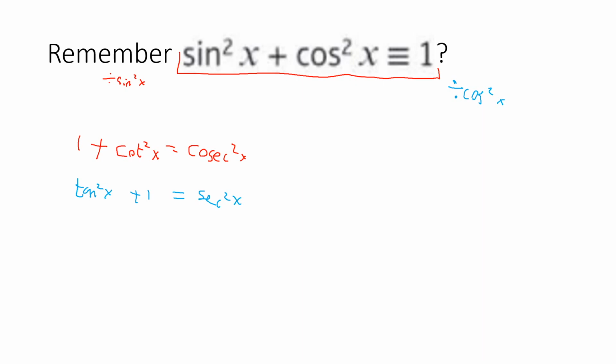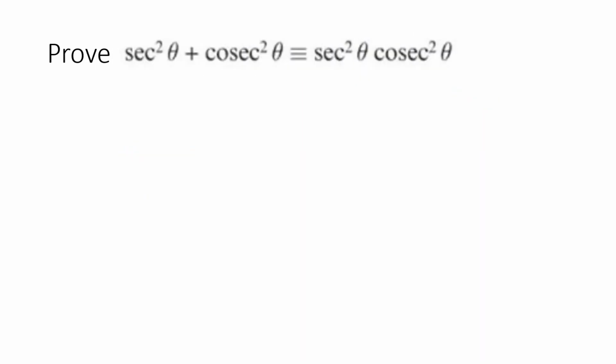Now let's use these two identities to solve this problem. Prove that sec squared x plus cosec squared x is identical to sec squared theta cosec squared theta. Well, first, we can put these into fractions. So this is the same as 1 over cos x, and this is 1 over sine squared x.